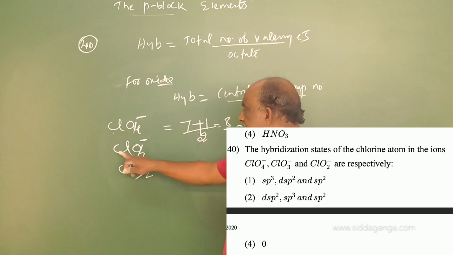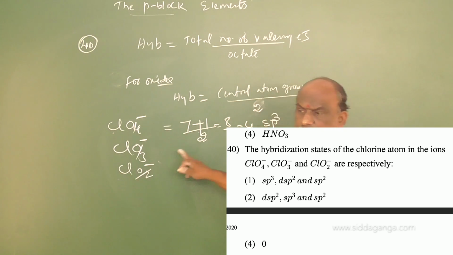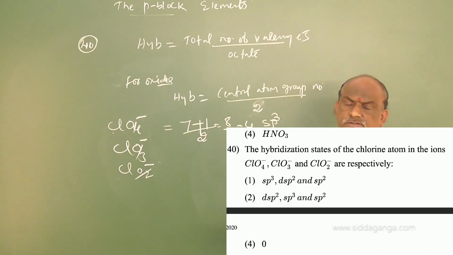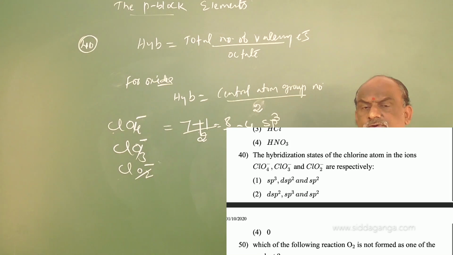The next example is also the same, 7 plus 1 by 2. Simple formula it is; by using this formula you can save time. This will be the simple, easy formula. This formula is applied only for oxides.